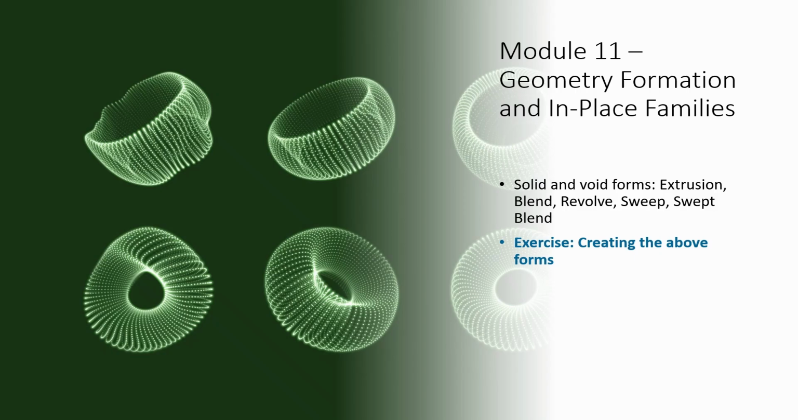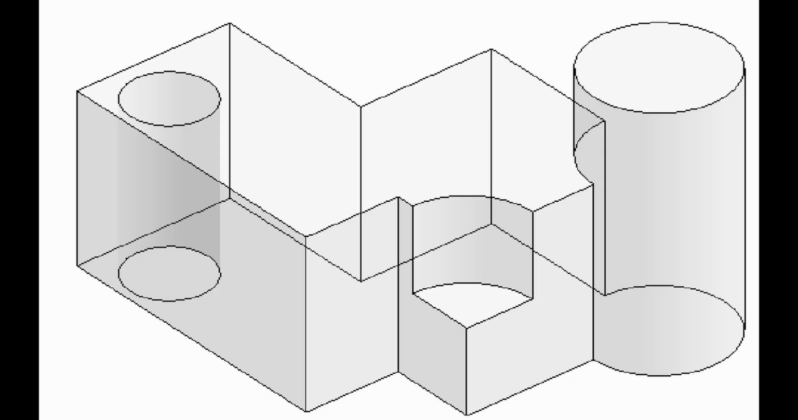Okay, now, back to Module 11. In this module, Module 11, Geometry Formation and In-Place Families, we explore the fundamental building blocks of Revit's 3D modeling engine. This is an interactive and highly practical module designed to give you a deep understanding of how geometric forms are created, how they behave, and why Revit expects elements to be built in certain ways.